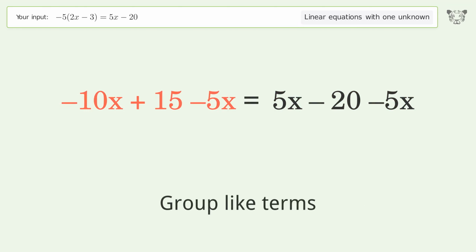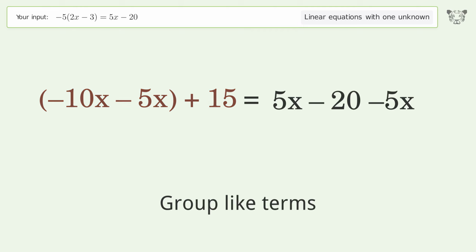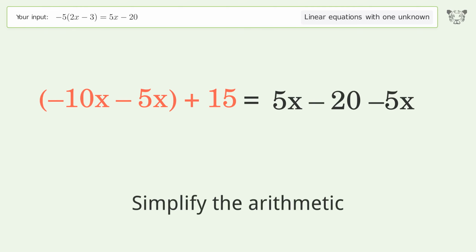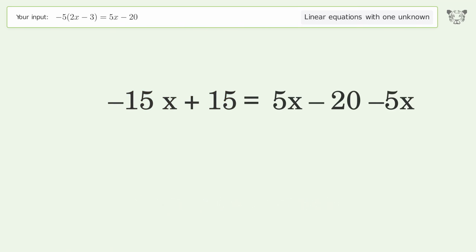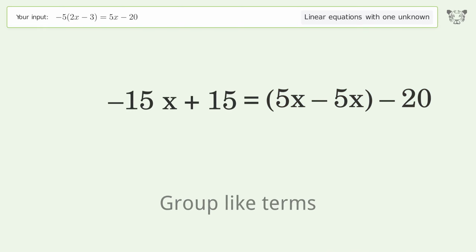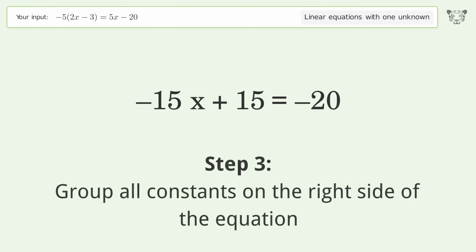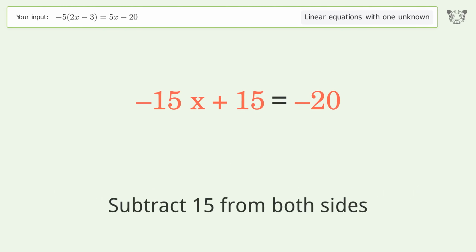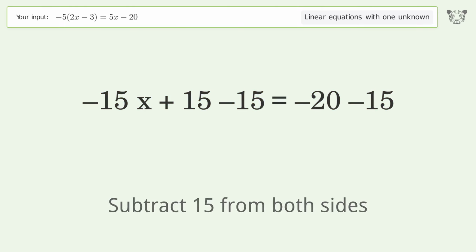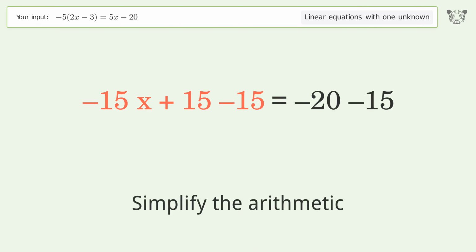Group like terms. Simplify the arithmetic. Group like terms. Simplify the arithmetic. Group all constants on the right side of the equation. Subtract 15 from both sides. Simplify the arithmetic.